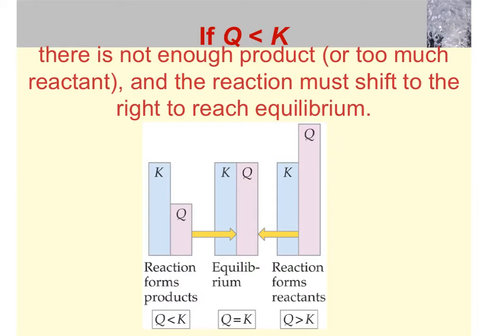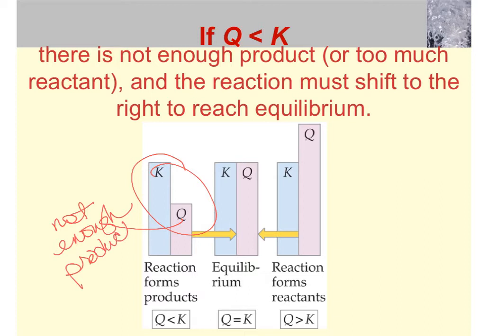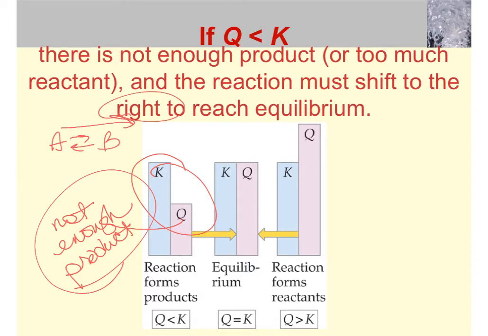On the other hand, if Q is less than K, that means there's not enough product. If Q is too small, the numerator is too small. If there's not enough product, what does a reaction have to do to reach equilibrium? It has to make more product. So it means it has to shift right to make more product.